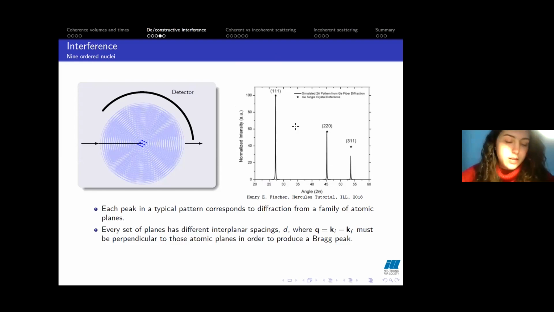I don't want to get into detail with this because I think it's going to be the talk for the next seminar or in 2 weeks. But again, I want to point out that, for example, in this case in particular, we would have 3 families of planes, and each one of them has different interplanar distances. So each one of these families of planes would contribute to each of these peaks. And these are, again, a result of the interference effect that I was explaining before, but in a more practical way.